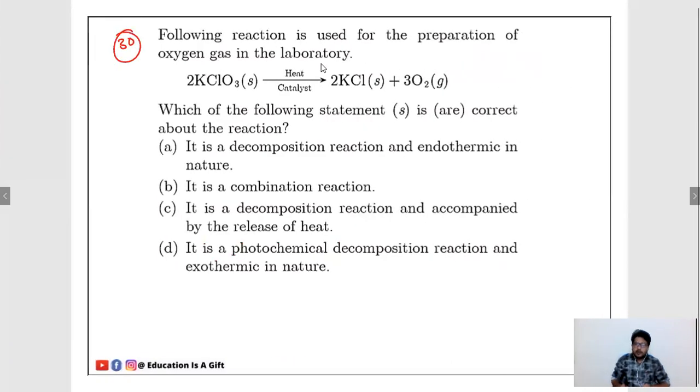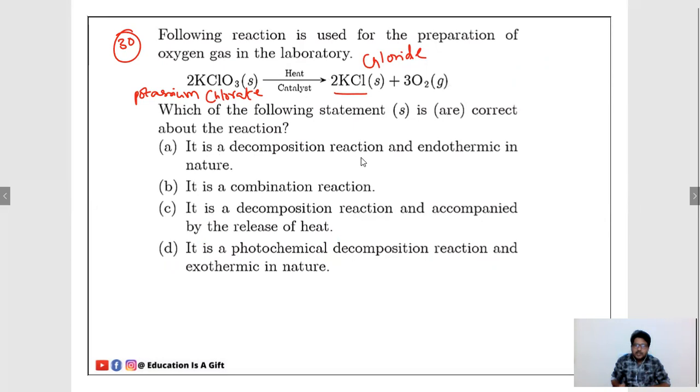The following reaction is used for preparation of oxygen gas in the laboratory. KClO3 is known as potassium chlorate. When it is heated, we get potassium chloride and oxygen gas. Which of the following statements is correct? So let us see whether we have any multiple options or one.